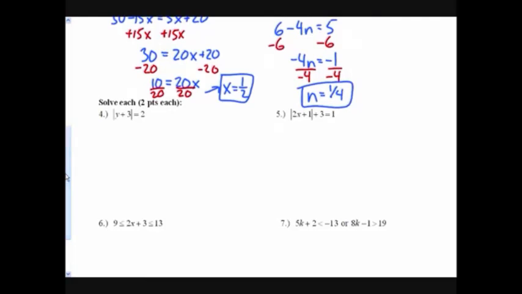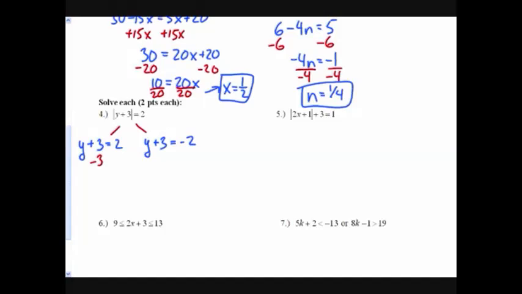Take a look at the next one. When I have the absolute value, if the absolute value is already by itself, I'm going to split this into 2 equations. The first equation, I write just as it was, y plus 3 equals 2. The next piece of this I'm going to write as y plus 3 equals a negative 2. Okay? I always set it equal to what's over there and then set it equal to the opposite of what's over there. And I would just have 2 equations to solve.